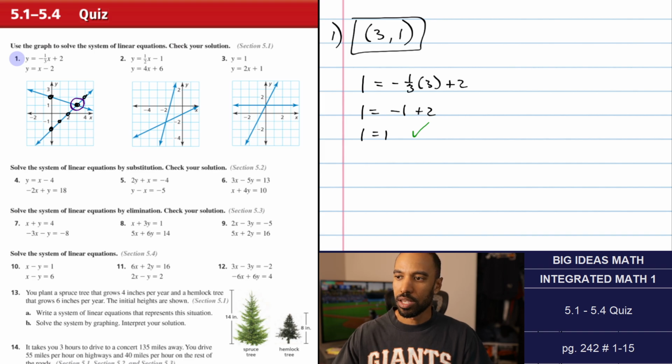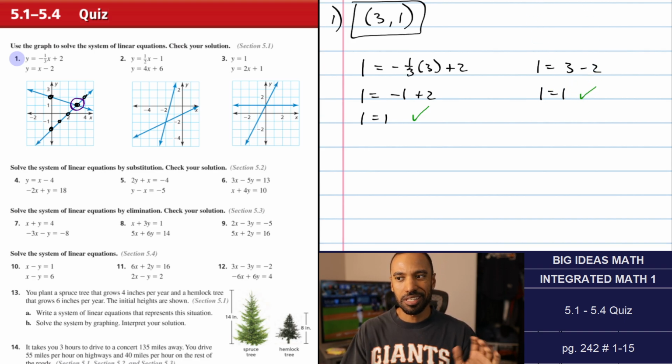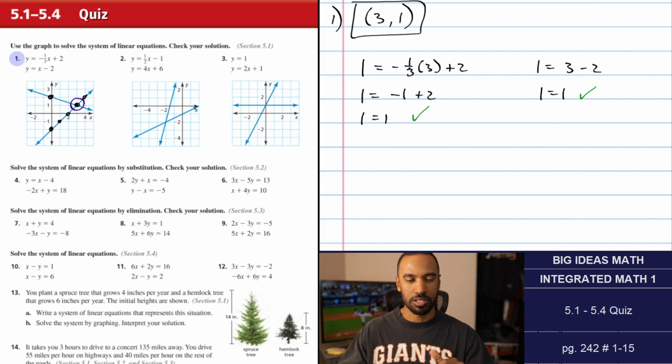In the bottom equation, we have 1 for y, and 3 for x. 1 equals 3 minus 2. 1 equals 1. That one checks out. So that's my double check of those solutions. These are the only times I'm going to do the double check physically instead of mentally, I imagine.